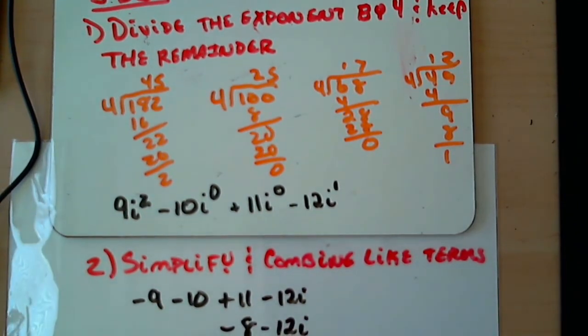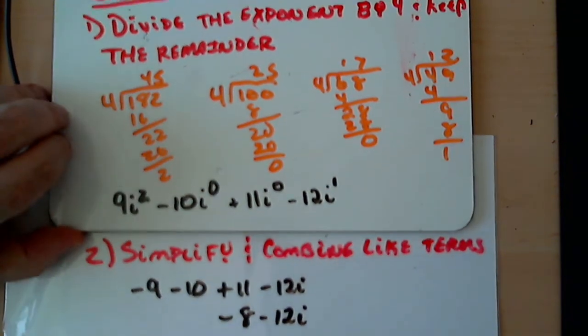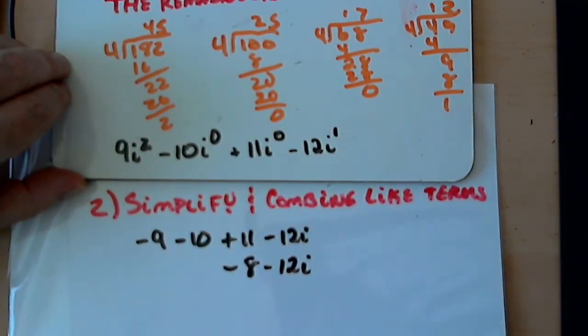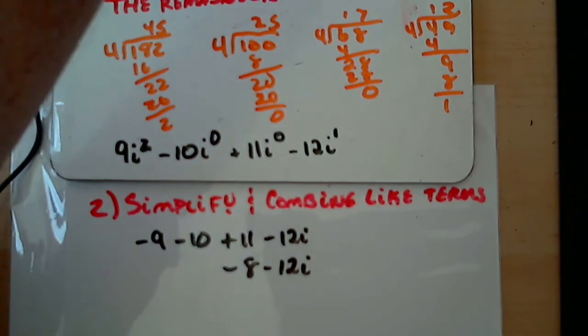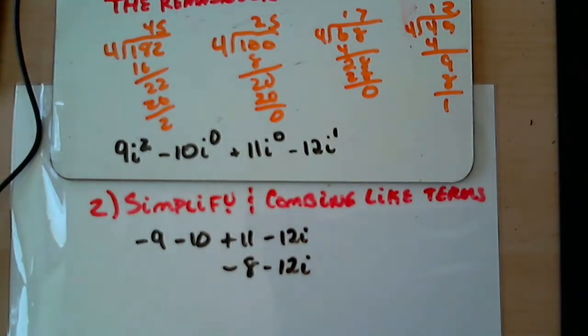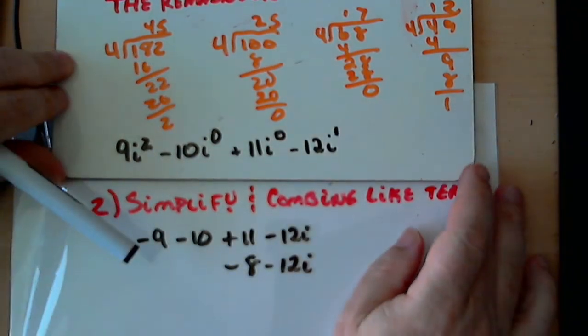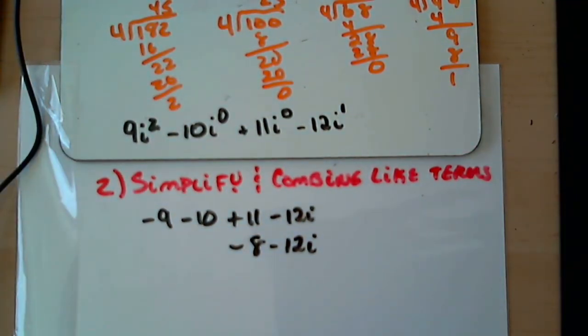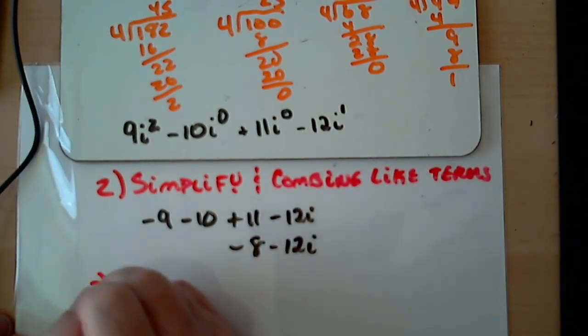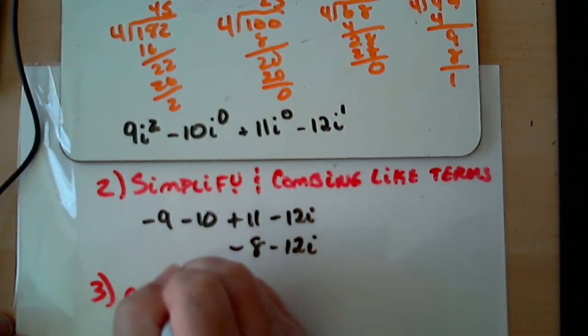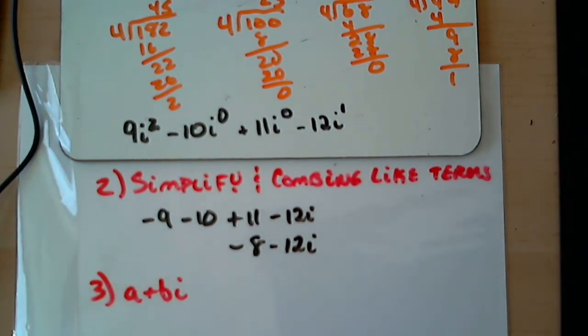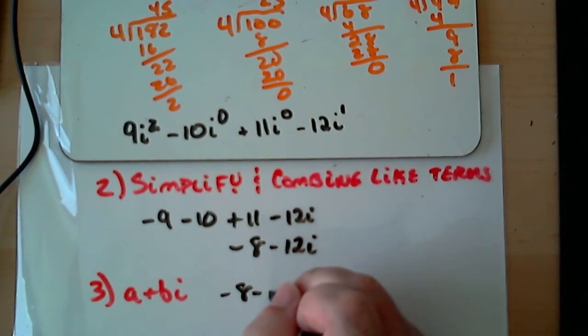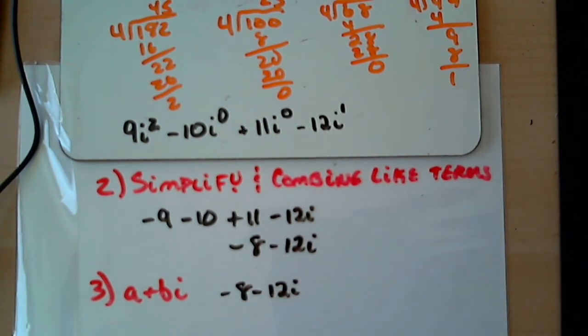As always, we need to put it in the form a plus bi. And it is. So we don't have to really do it again, but I'll copy it over. So -8 minus 12i. That's it. That's how you simplify it.